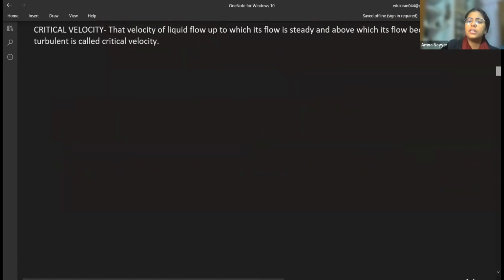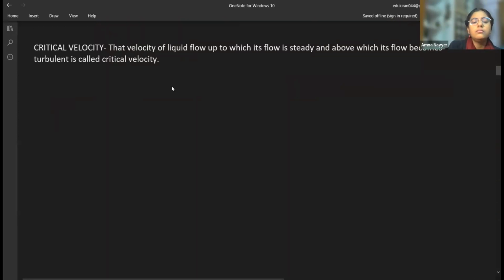One more topic is there, critical velocity. See, there is a velocity. If the velocity is below that, the flow is streamline or laminar. When that maximum velocity is reached, after this velocity, the fluid will become turbulent. So that maximum velocity, till which the fluid flow is steady, laminar, streamline, we call it the critical velocity.